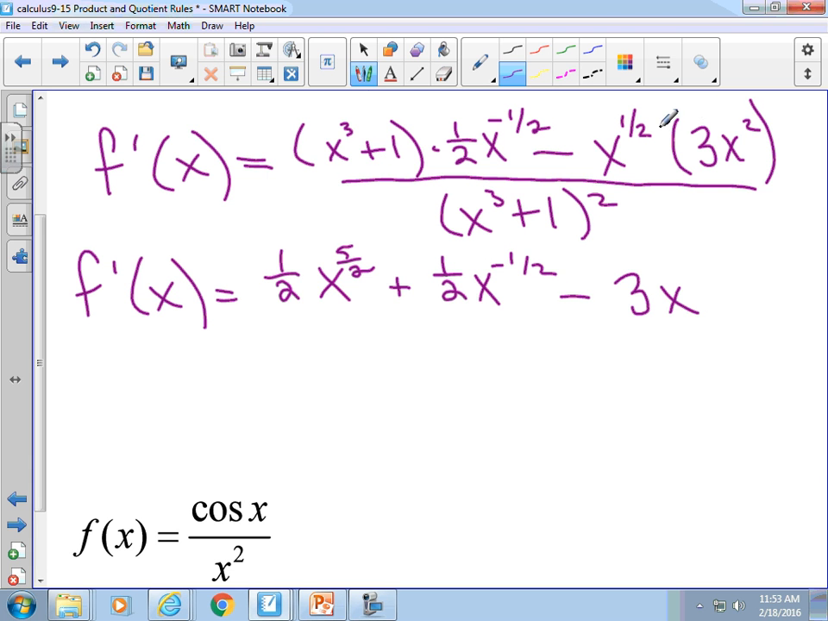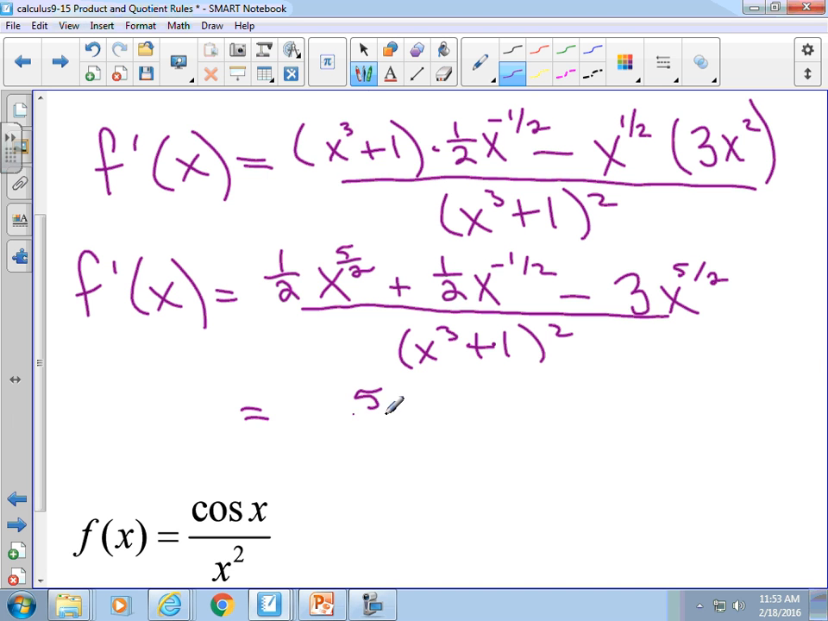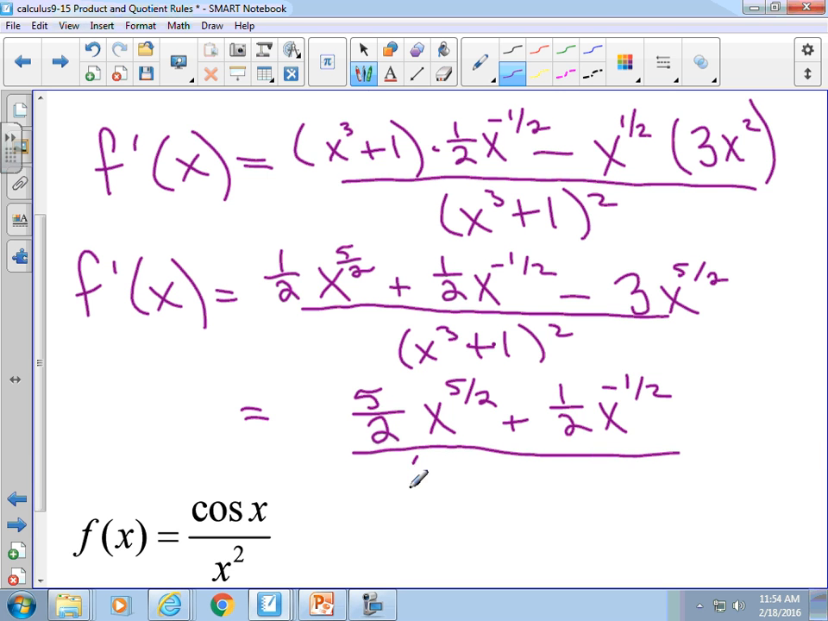3x to the 5/2 again, 2 1/2 again. Then I could combine like terms. So those two combined together to give me 2.5 again, or 5/2 again, right? 5/2 x to the 5/2 plus 1/2 x to the -1/2 over x cubed plus 1 squared.